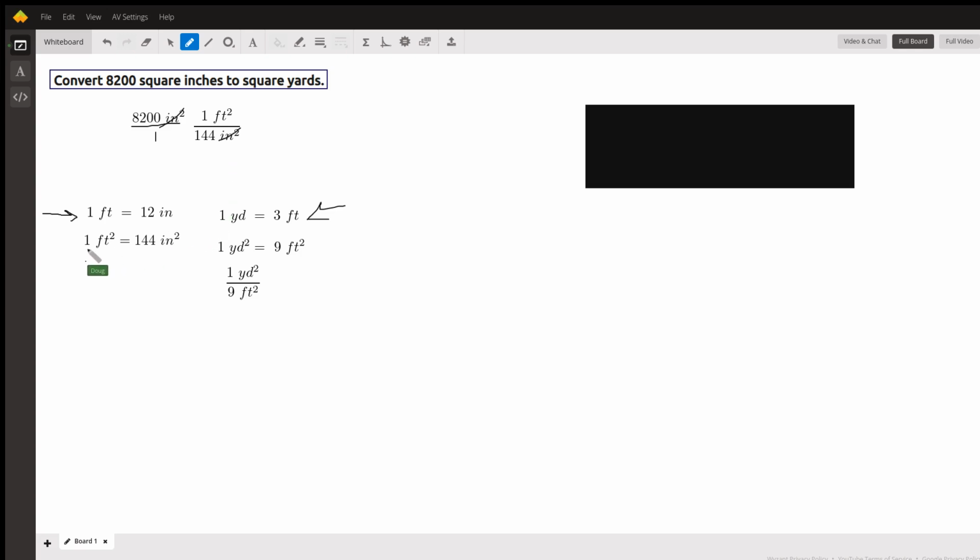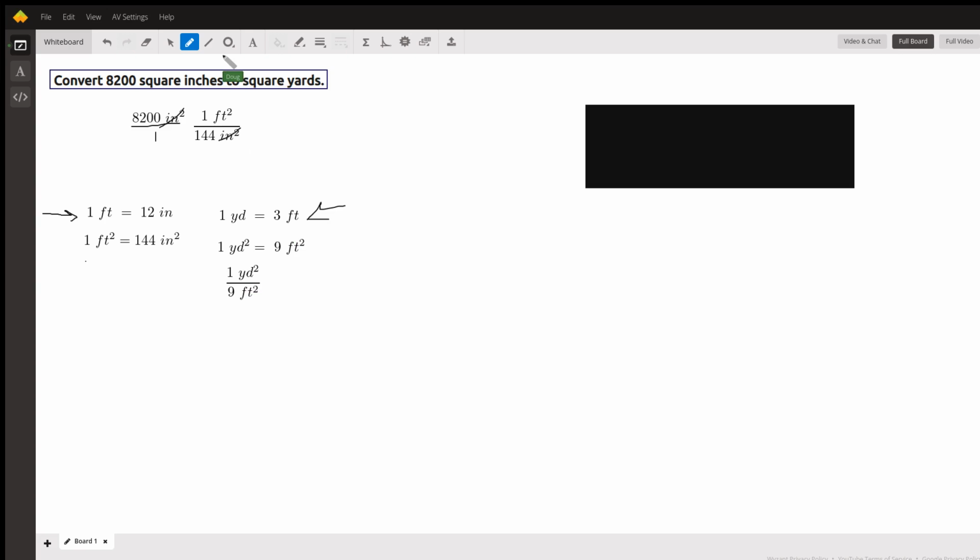That makes sense. Each 144 inches squared is 1 square foot, so that's how many square feet there are if we divide 8,200 by 144. Same thing for the yards. 1 yard is 3 feet, so 1 square yard is 9 feet squared.